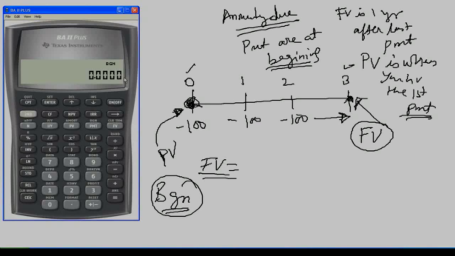The calculator does not know whether the payment is at the end or the beginning if you do not change the mode. So what you do is you change the mode and clear all your work. Okay, so you clear your TVM.